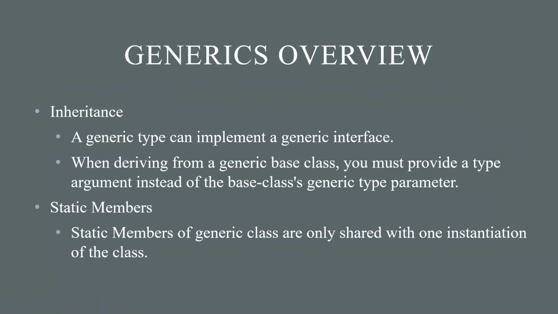And the last is static members. The static members present inside a generic class are only shared with one instantiation of the class. Like we say, static members in a normal class do not require object creation. But if they are static members of a generic class, then they are shared only with the one instantiation of that generic class.